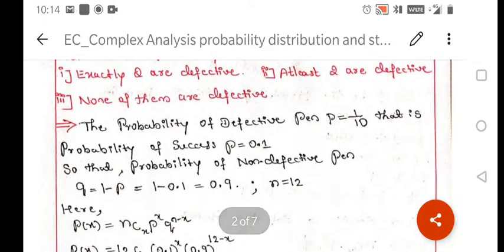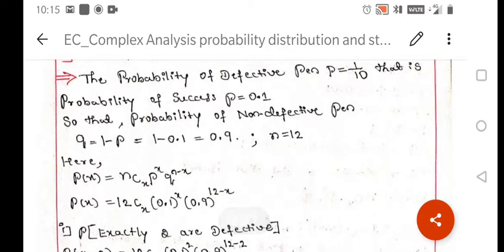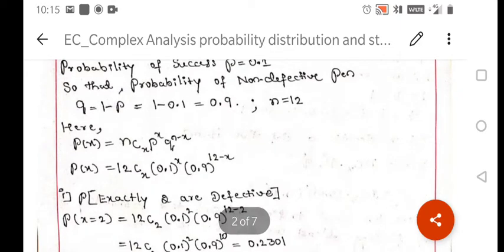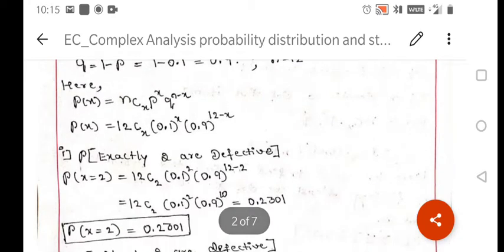The solution: the probability of a defective pen, that is P, is equal to 1 by 10. That is, probability of success P is equal to 0.1. So the probability of a non-defective pen, that is Q, is equal to 1 minus P, which is 1 minus 0.1, which is 0.9, and it is already given that n is equal to 12. Here P of x is equal to nCx p raised to x q raised to n minus x. That means it is equal to 12Cx 0.1 raised to x into 0.9 raised to 12 minus x.